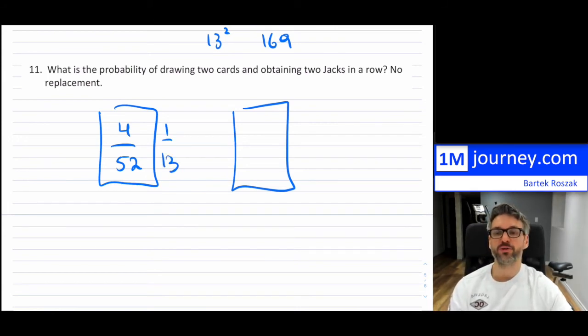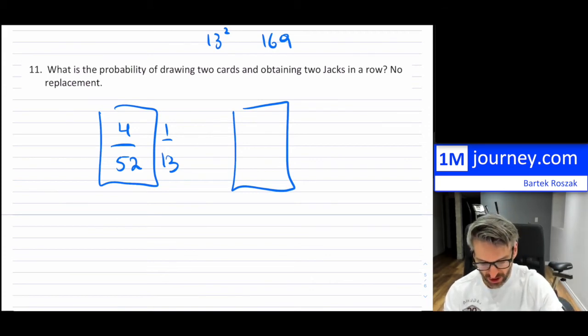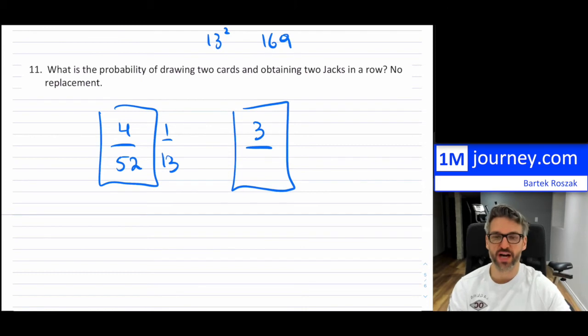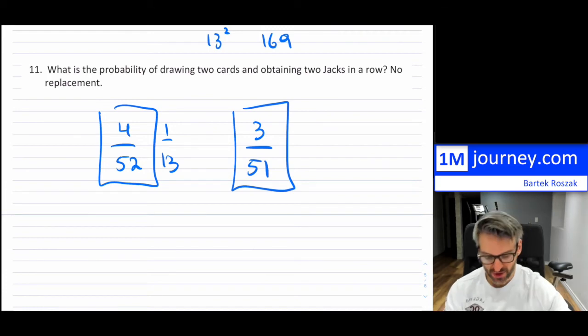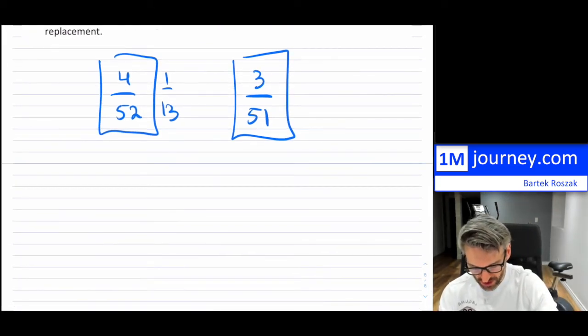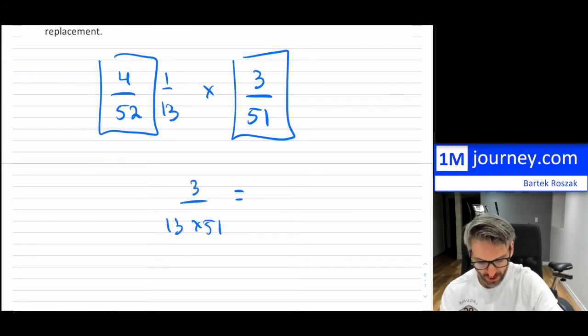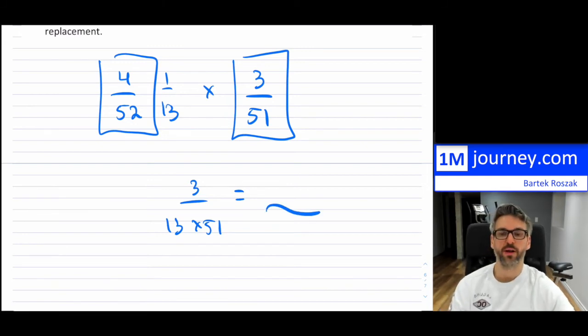But now we do not put the jack back in. So there's fewer jacks, right? So this is basically now a conditional probability where we have taken one of the jacks out. Well, how many jacks are left now? There's only 3 jacks left, but there's also 51 cards, 1 less card since we took one away. So as you can see, this is going to be 1 times 3, which is 13, and then 13 times 51, which is going to give you your probability.